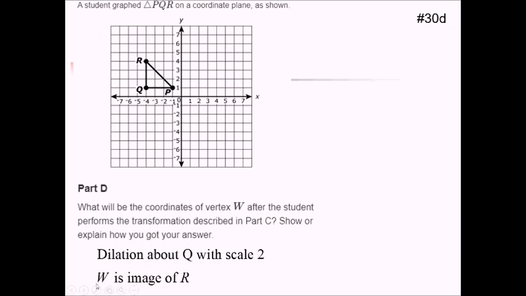So W, again, that's the image of R, and if I'm dilating about Q with a scale of 2, I'm going twice as far away from Q. So R is moving up here. That's going to be W up there. And what point is that? That's going to be -4, 7. So that's an answer based off of what we put for part C. This would be the answer. If you had something different for part C, then you would have a different answer here.